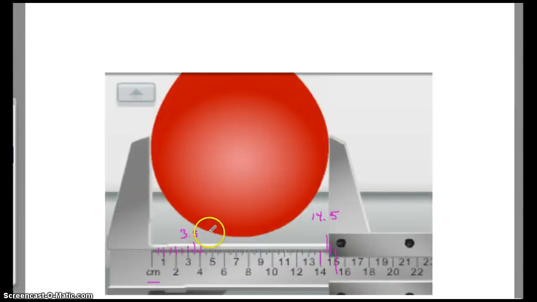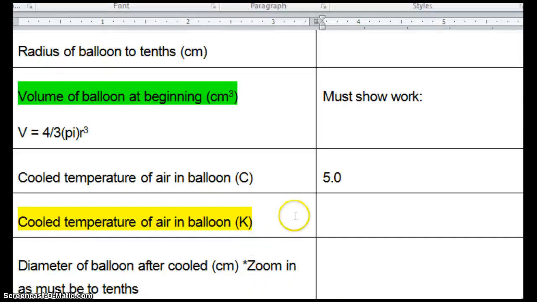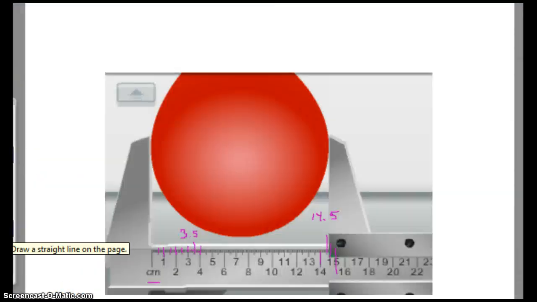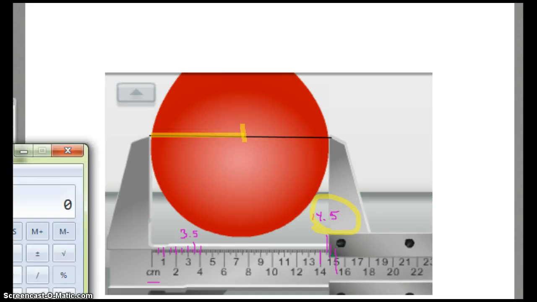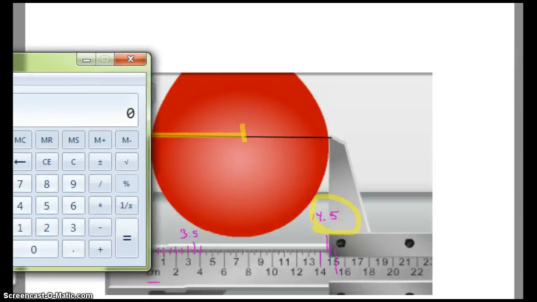And there's a couple of other mathematical items that we need to figure out in the meantime. So the first thing that we need to find is the radius. So we measured the diameter. The diameter is all the way across. The radius is not all the way across. The radius is only halfway across. Okay, so we need to find the radius of the balloon. So if my entire diameter was 14.5, then what would I put in my calculator to find the radius? I put in 14.5 divided by 2.